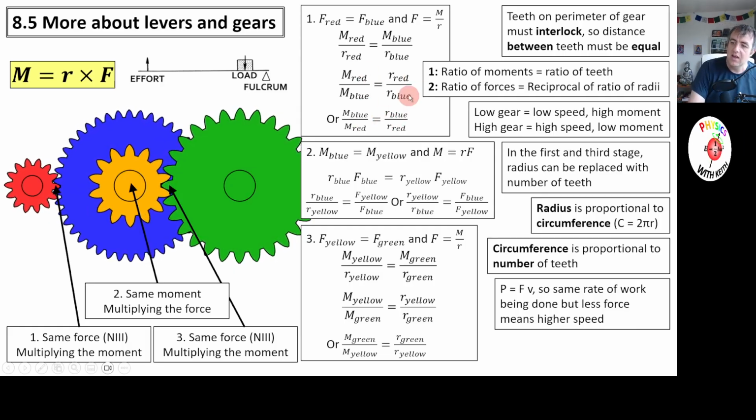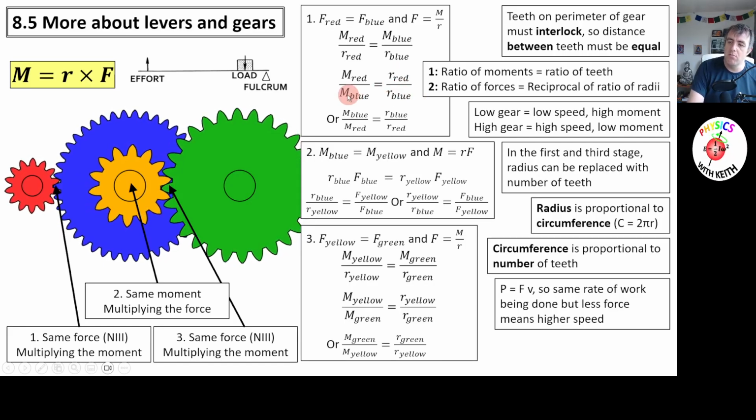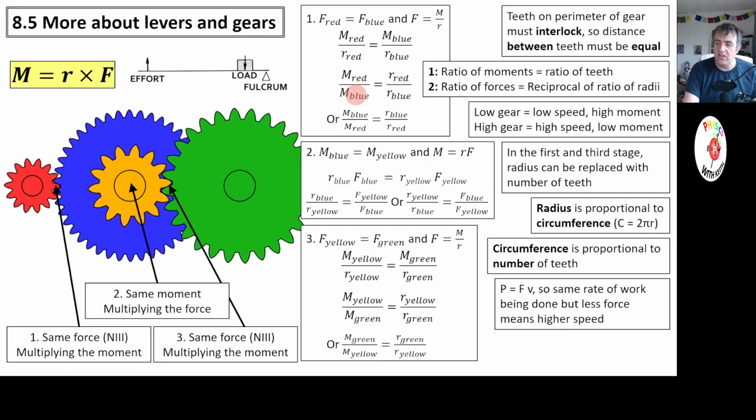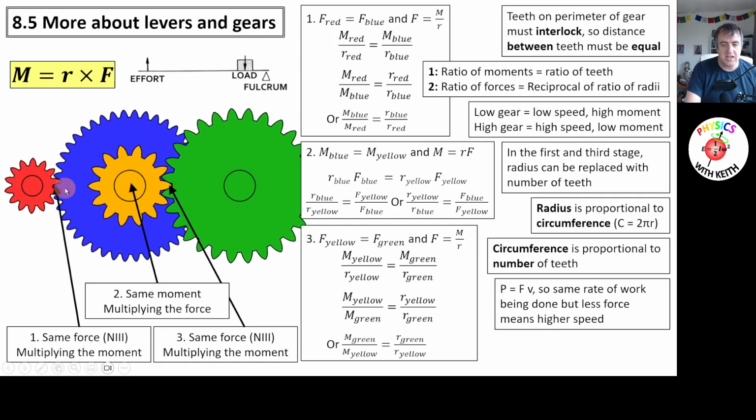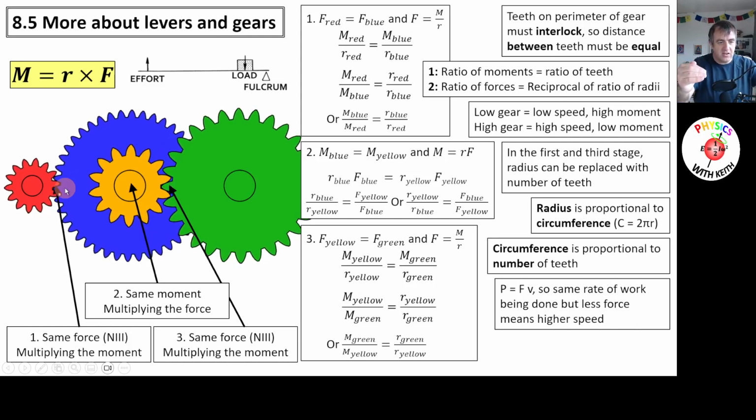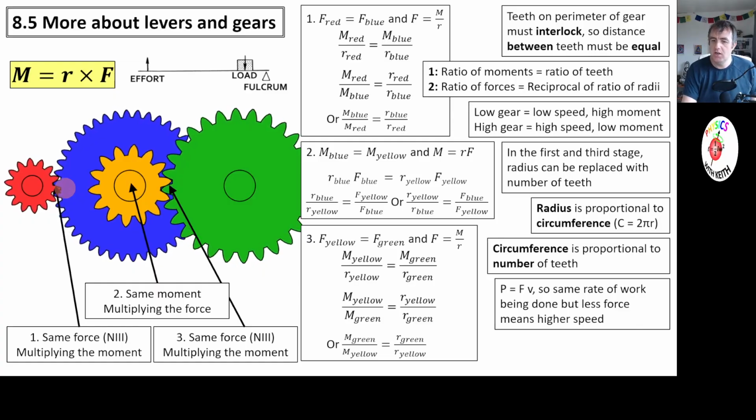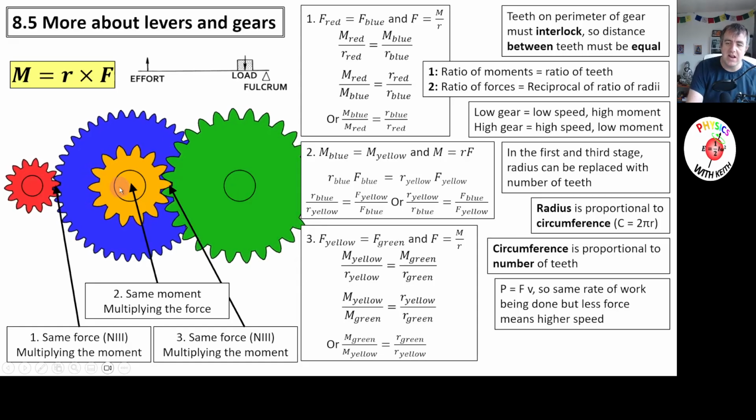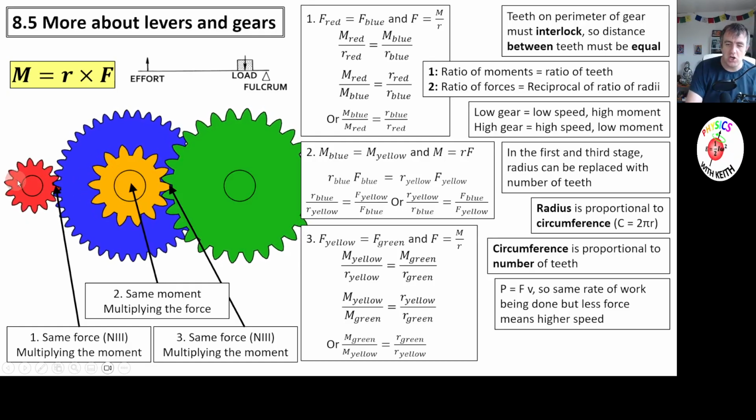So what is this telling me? This is telling me that because the radius of the blue one is bigger, the moment for the blue one must also be bigger. That's how this equation works. So this machine, red gear to blue gear, increases the moment. But by how much? Well, we could measure the radii, and the ratio of radii will be the ratio of moments.